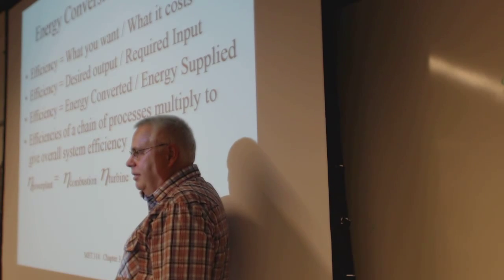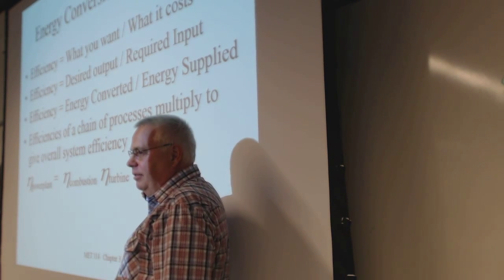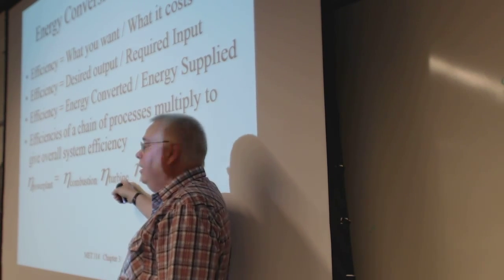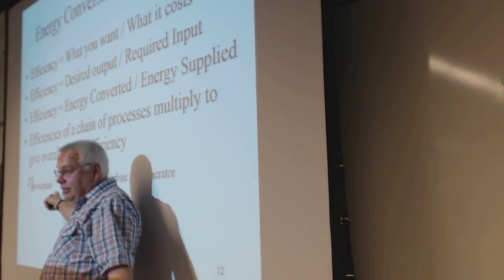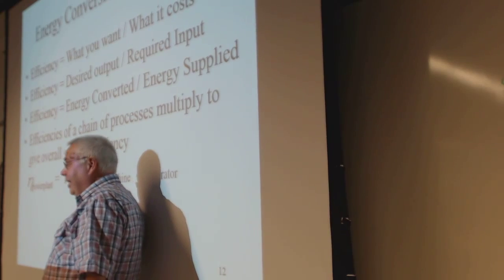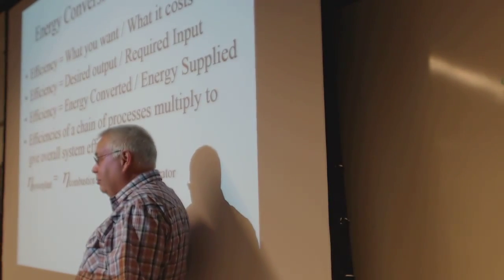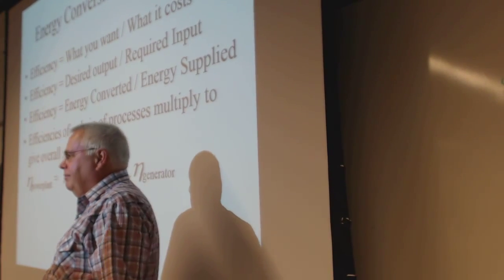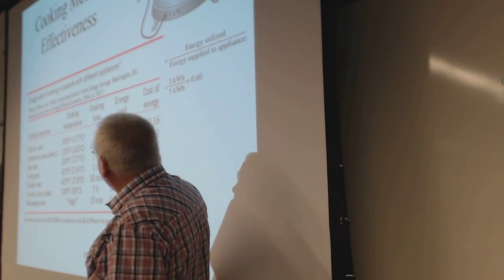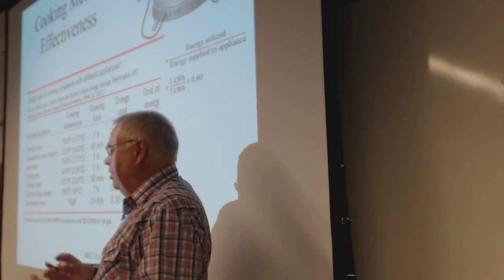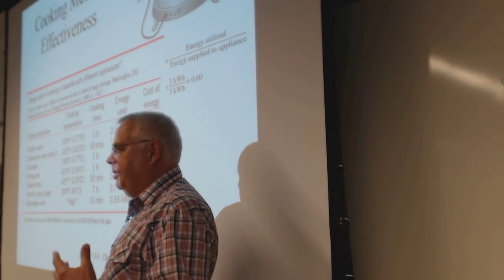If the generator's only 50% efficient, the whole chain of things is 50% and 50% and 50%. So it's all 50%, and that's 50%? No. You've got half of half of half, and you get about 12% efficient. And then there's effectiveness, which isn't really about efficiency, but it's still how much energy you put in.